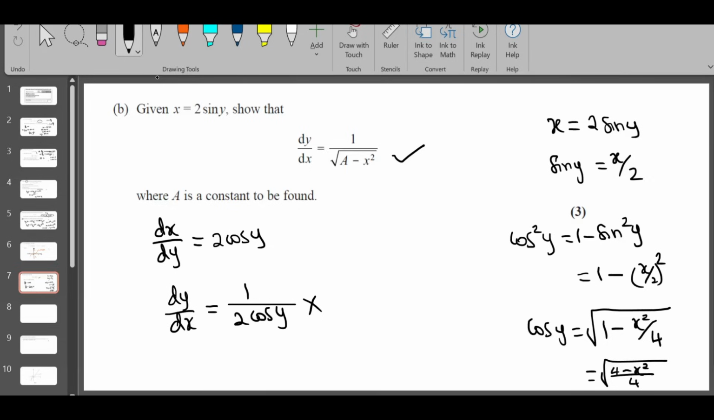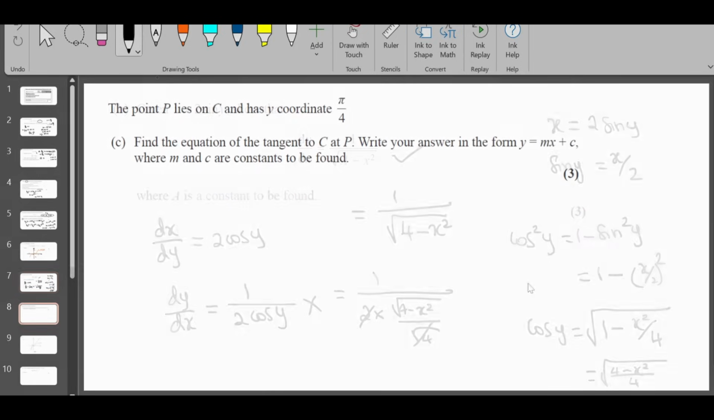So sub in here, it is going to be 1 over 2 times square root of 4 minus x square by square root of 4. You cancel this, square root of 4 minus x square. So the answer is 1 over square root of 4 minus x square. So 3 more questions. Part C now.